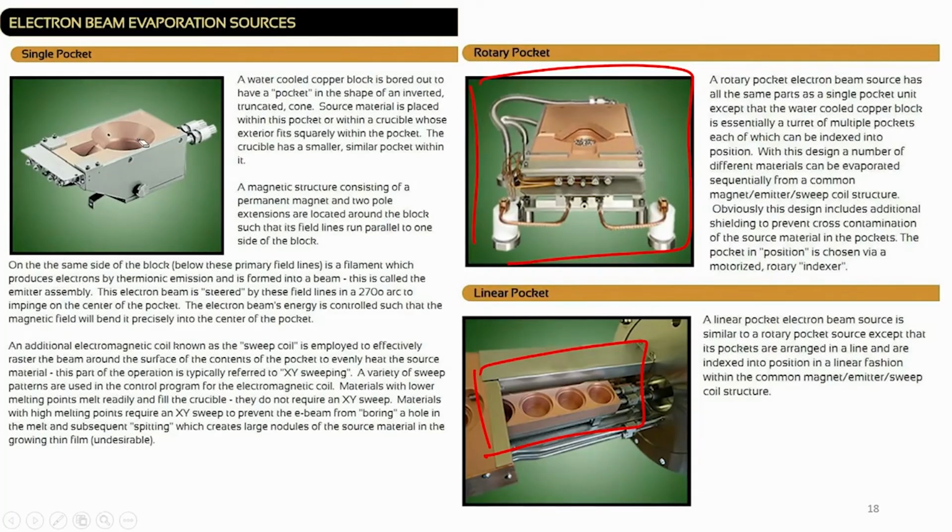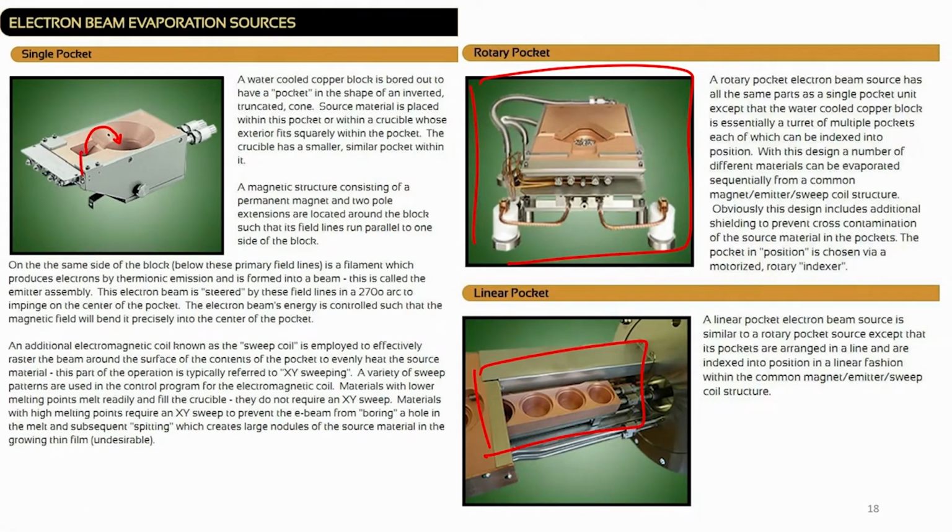Now, the crucible has a smaller or similar pocket within it. A magnetic structure consisting of a permanent magnet and 2 pole extensions are located around the block such that its field lines run parallel to the side of the pocket, such that when the electron beam comes, it will only be incident in this area and not some other area. On the same side of the block is a filament which produces electrons by thermionic emission and is formed into a beam. This is called the emitter assembly.